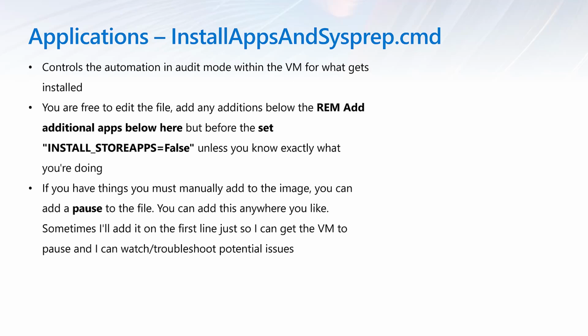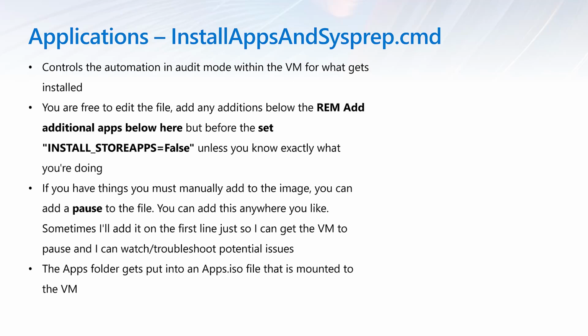Sometimes I'll add it to the first line just so I can get the VM to stop right away. Then if I want to monitor what it's doing, or if I need to troubleshoot something, I can just hit enter or hit the spacebar on the keyboard, and then it'll start doing everything that's in the CMD file. So I can watch it at that point, because it takes a while to get to the VM if I'm installing all these different things. So a pause can be helpful.